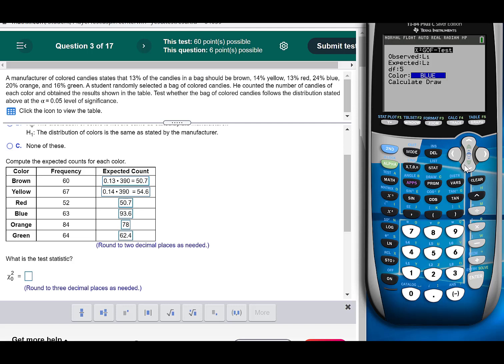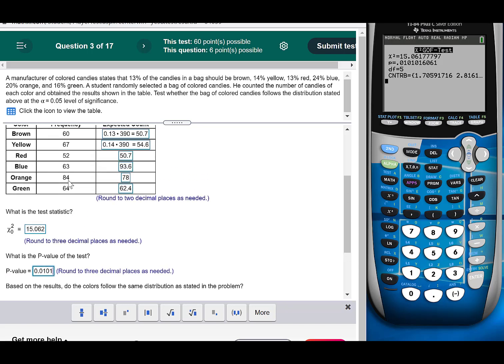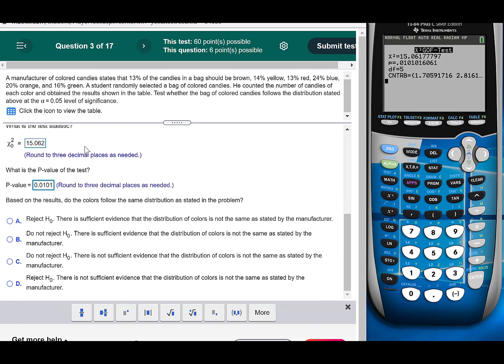Degrees of freedom. Let me tell you what the degrees of freedom is. Number of categories minus 1. I got 1, 2, 3, 4, 5, 6. Minus 1 will be 5. So that is correct right here. And then you hit calculate. Okay, so the test statistic is 15.062. And the p-value, guys, use the calculator, 0.0101. And what is alpha here? Alpha is 0.05. This is less than alpha.